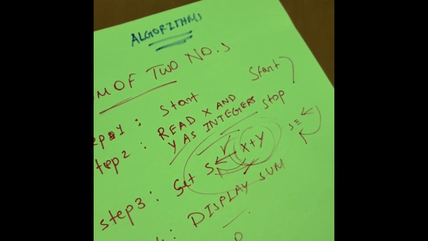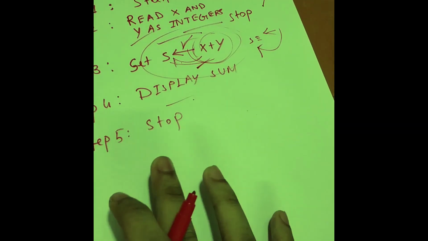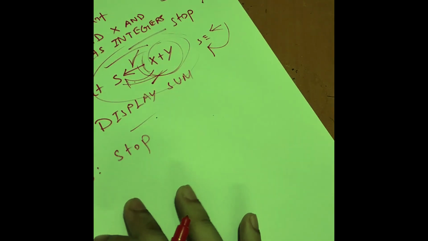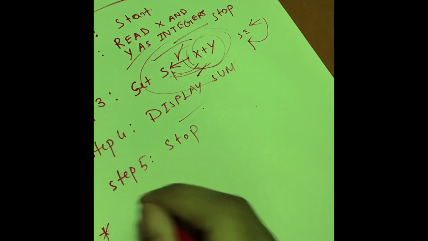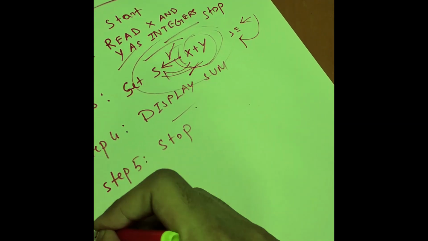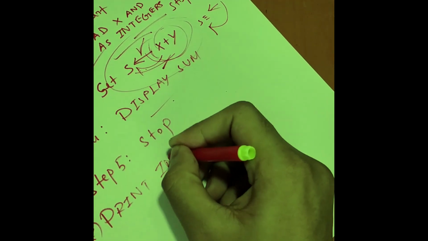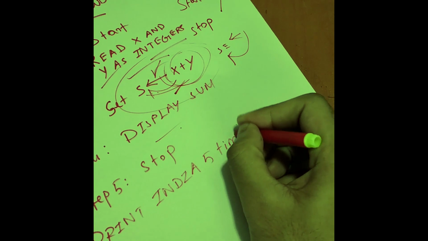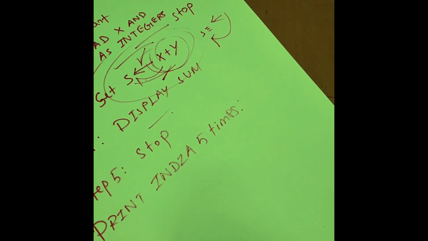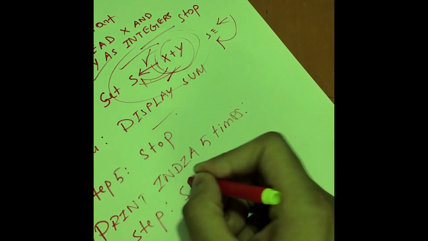Now, what should we do next? Let's print India 5 times. Let's do this algorithm. Pretty easy one. Print India 5 times. Alright. What should be step 1? Start.